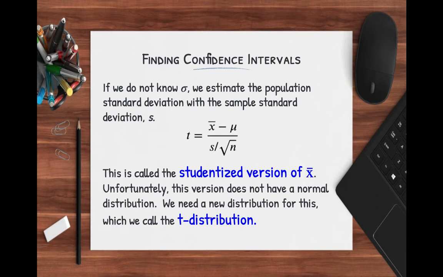Now, we've been doing all of this where we can assume normal, we can assume normal. We can't assume normal for this. This is not a normal distribution. So we're going to get a new distribution, and this is the t-distribution.